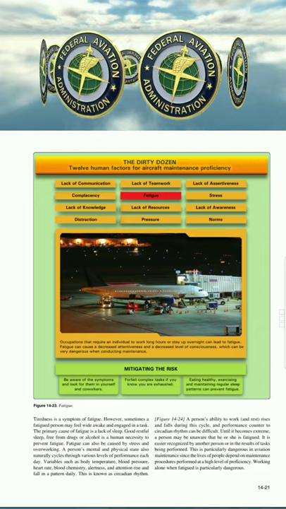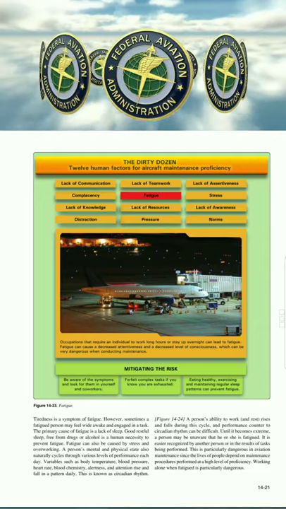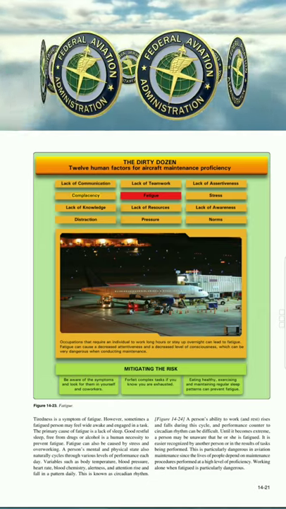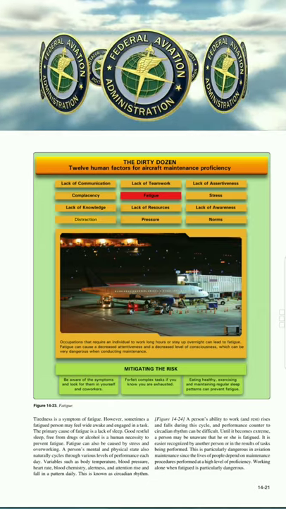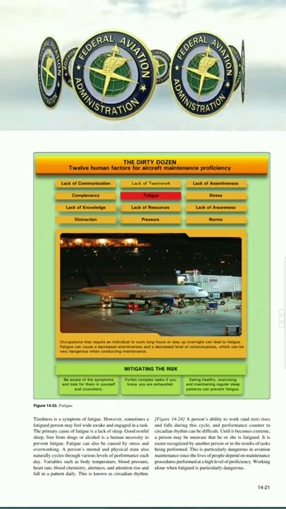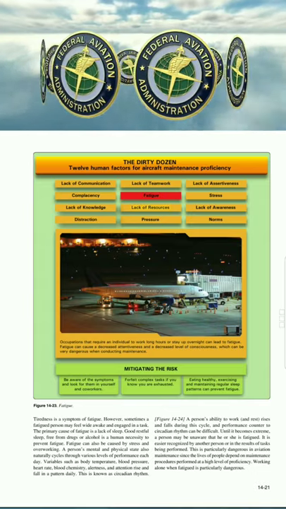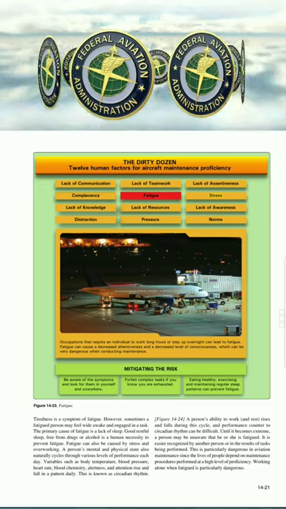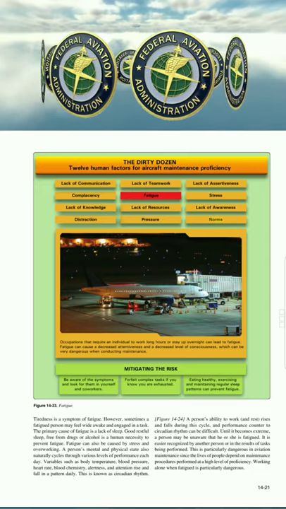Figure 14-20. The Dirty Dozen: 12 Human Factors for Aircraft Maintenance Proficiency. Lack of communication. Complacency. Lack of knowledge. Distraction. Lack of teamwork. Fatigue. Lack of resources. Pressure. Lack of assertiveness. Stress. Lack of awareness. Norms.